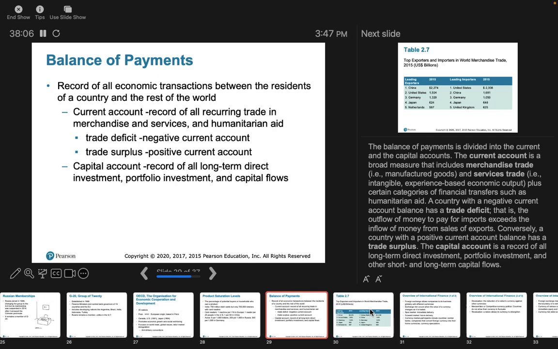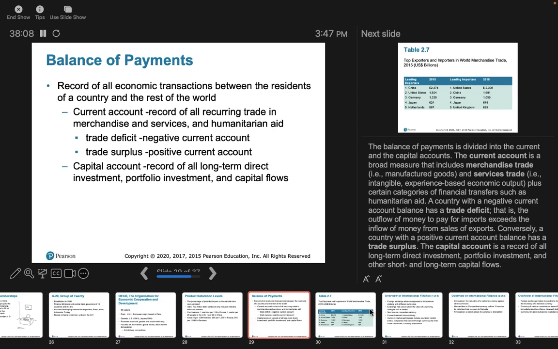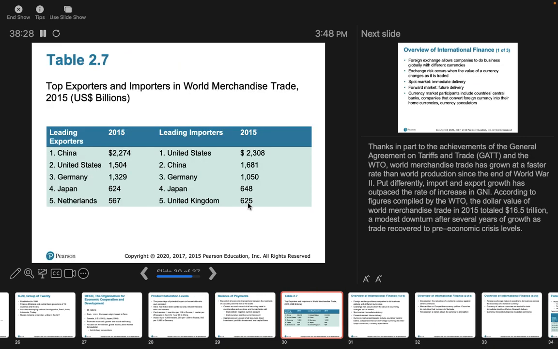Then we're going to look at balance of payment. The balance of payment is divided into... okay, before balance of payment, we're going to look at the record of economic transactions between the residents of the country and the rest of the world. For economic transactions, we have what they call the current account, and we have the capital account.